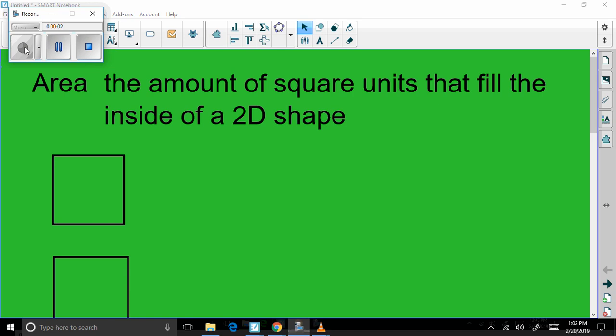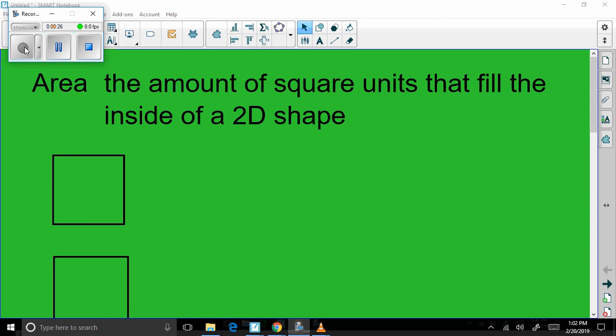Area, the amount of square units that fill up the inside of a 2D shape. So today we are just talking about rectangles when we're talking about shapes, but area can be talked about in reference to circles or triangles or any other shapes you have. But today we're just talking about rectangles.